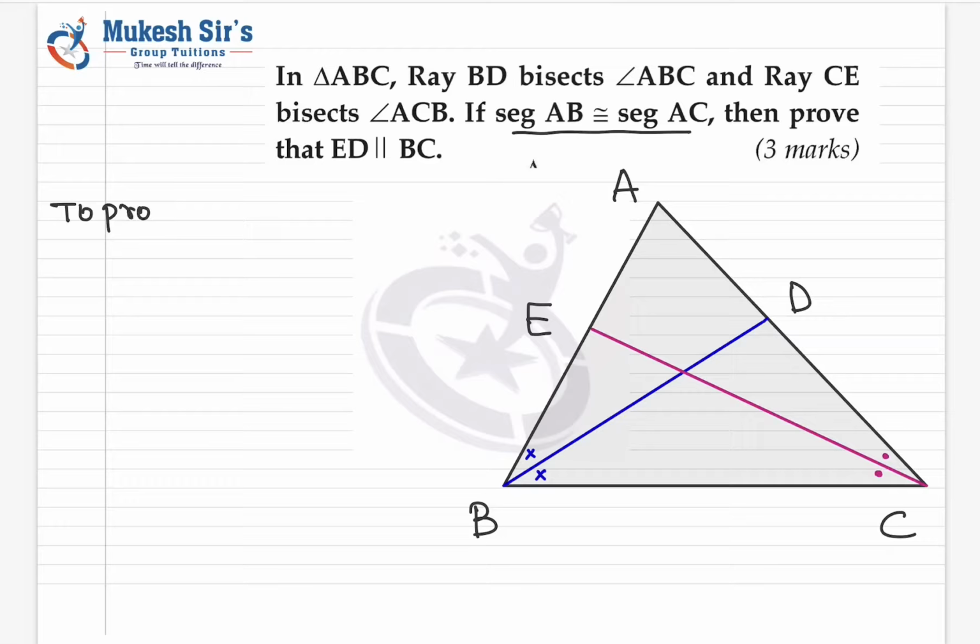So you can write given from the question. What do we have to prove? ED is parallel to BC. So we start the proof here.